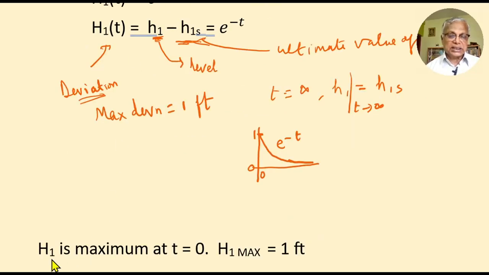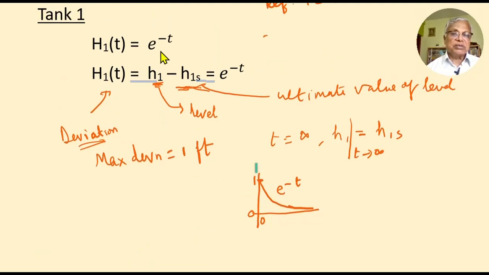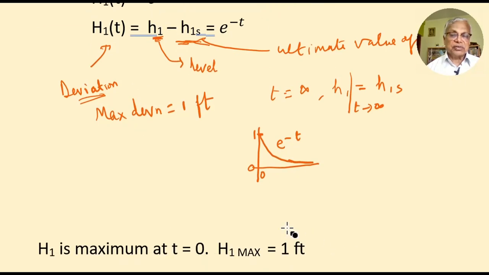So that is the answer. H1 is maximum. The deviation of the level in the first tank is maximum at t equal to 0, and its maximum value is 1, because if you substitute t equal to 0 here, you get 1. So this is the answer for the first part, the first tank.